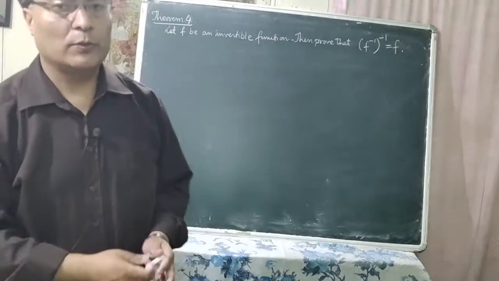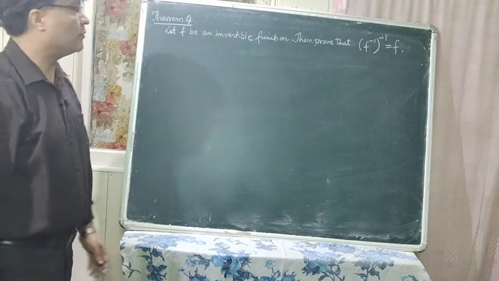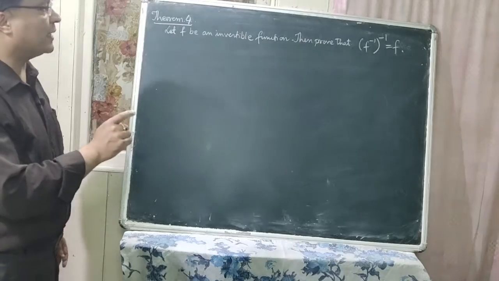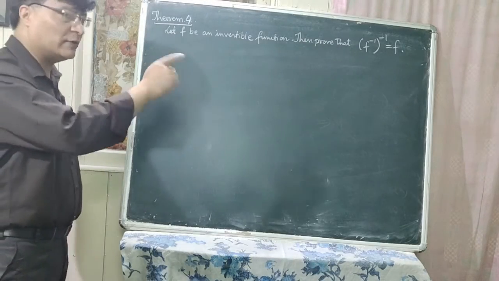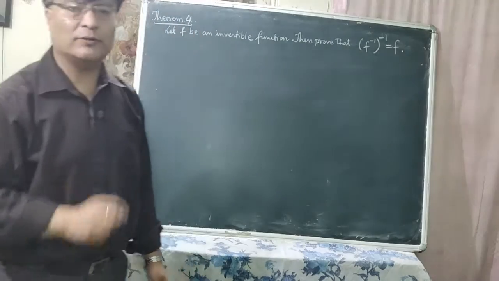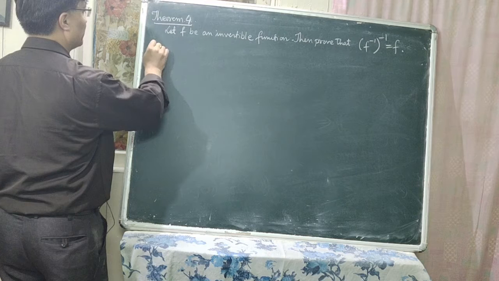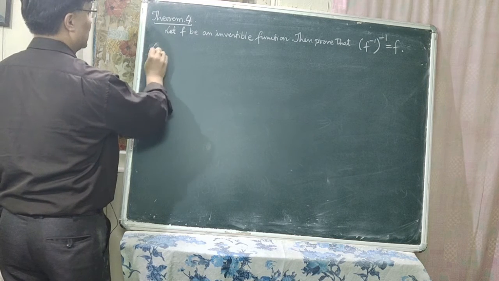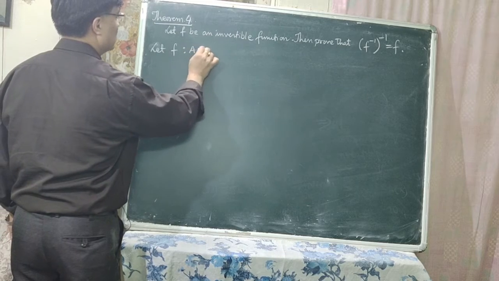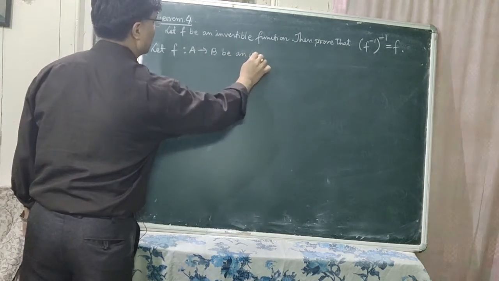So now we'll do the next theorem, that is theorem number 4. Theorem number 4 is: let f be an invertible function. Then prove that f inverse is equal to f. You have to prove that f inverse is equal to f. So let us write: let f from A to B be an invertible function.